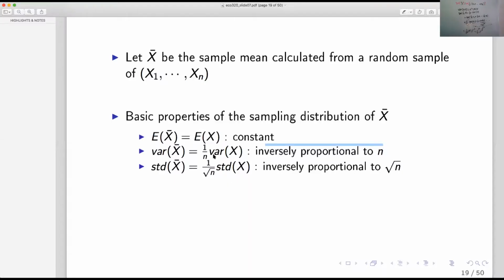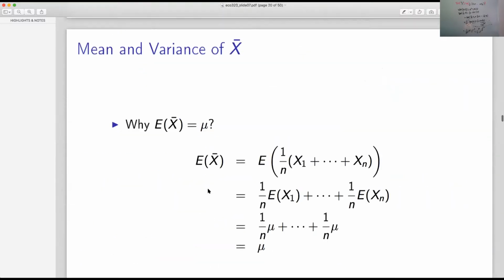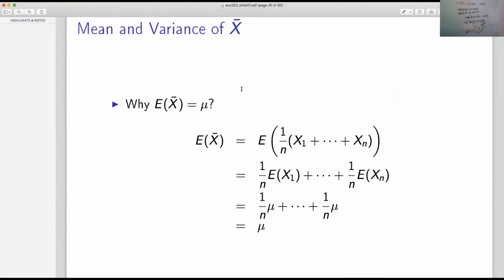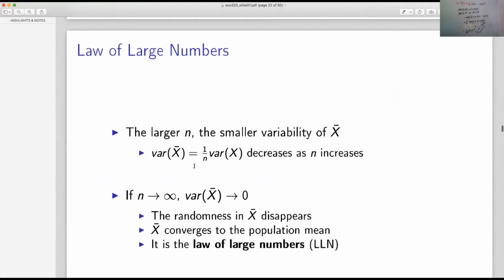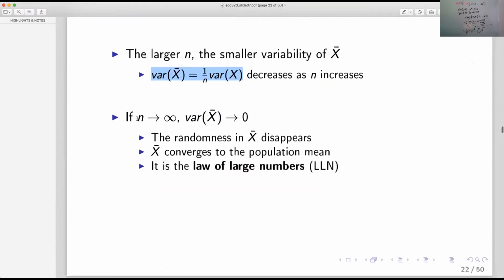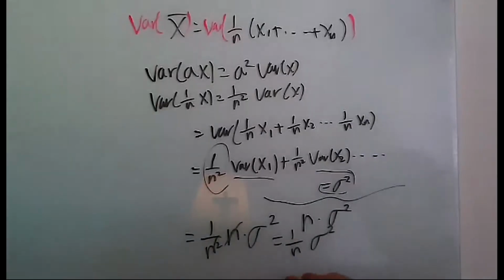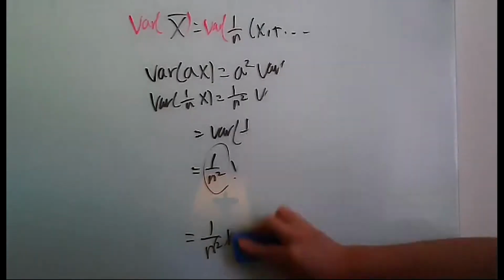So these are how you get the properties. I also explained in detail in the slides, so you might want to check it out as well. The larger n, the smaller the variability of x bar. This is one of the important properties. Variance of x bar equals 1 over n times variance of x, which decreases as n increases. So if n goes to infinity, variance of x bar goes to 0, because this is the property, right?